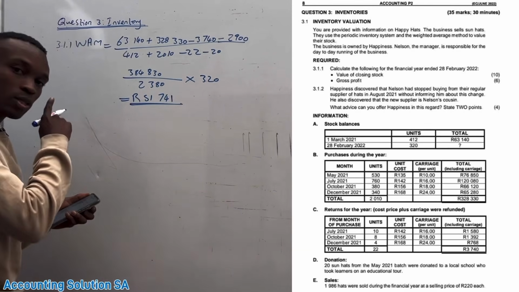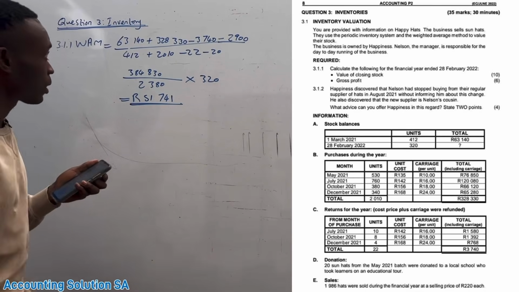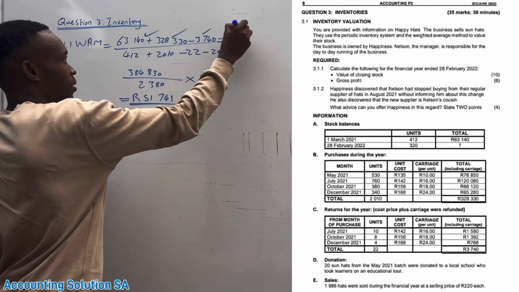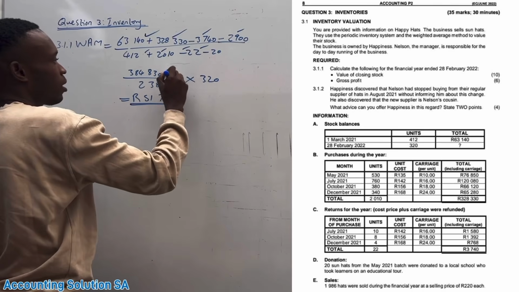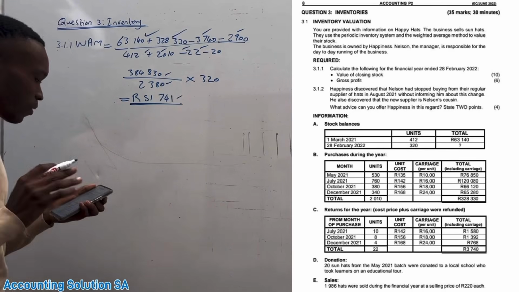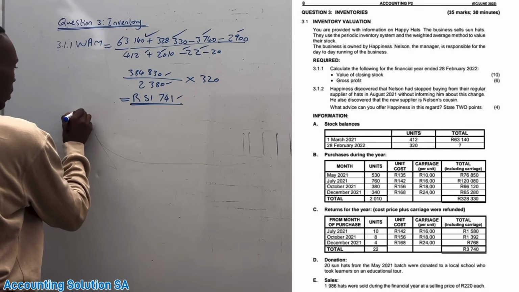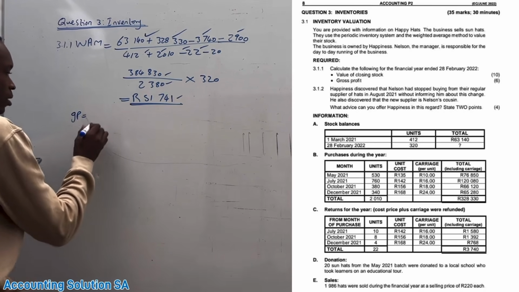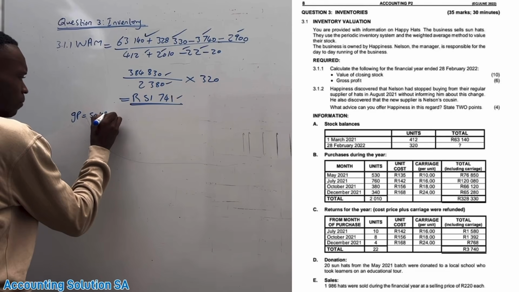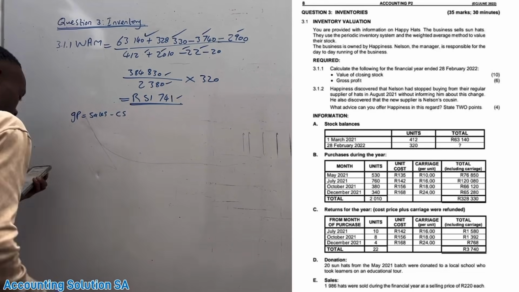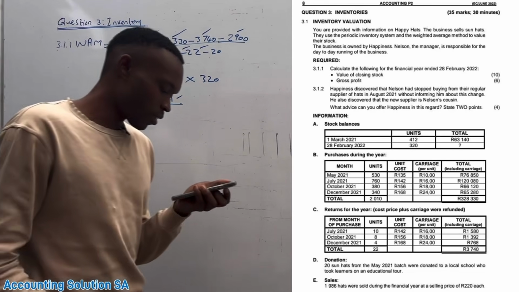So if you do this, guys, it's going to give you 10 marks. A lot of marks are here. You have to make sure that you show everything. 10 marks for free. Okay, the next question, we have to calculate gross profit. The formula says sales minus cost of sales. Okay, let's first identify the sales.